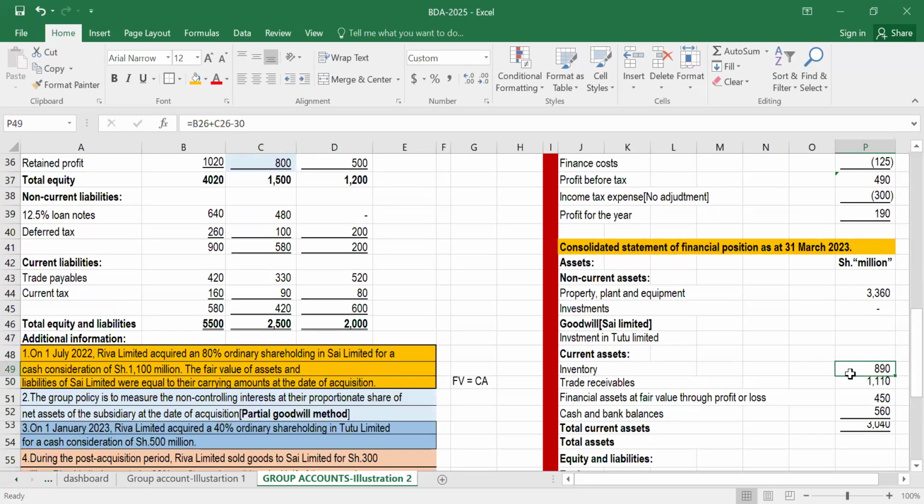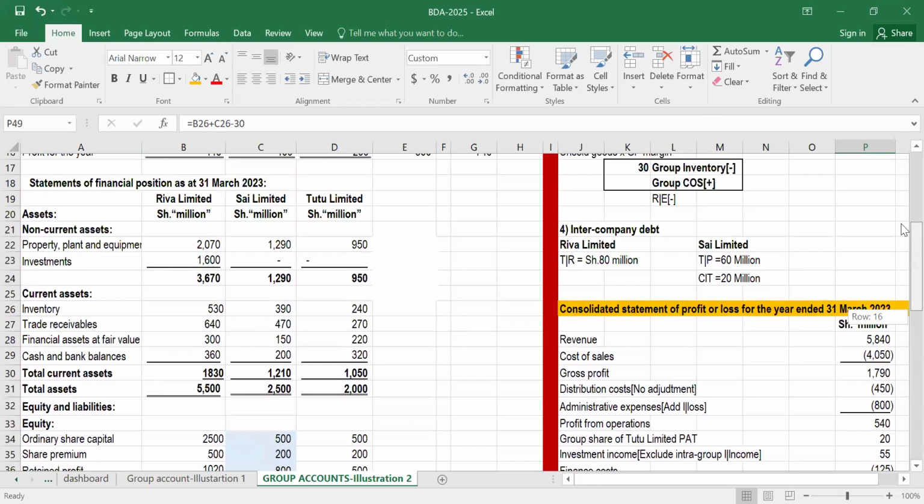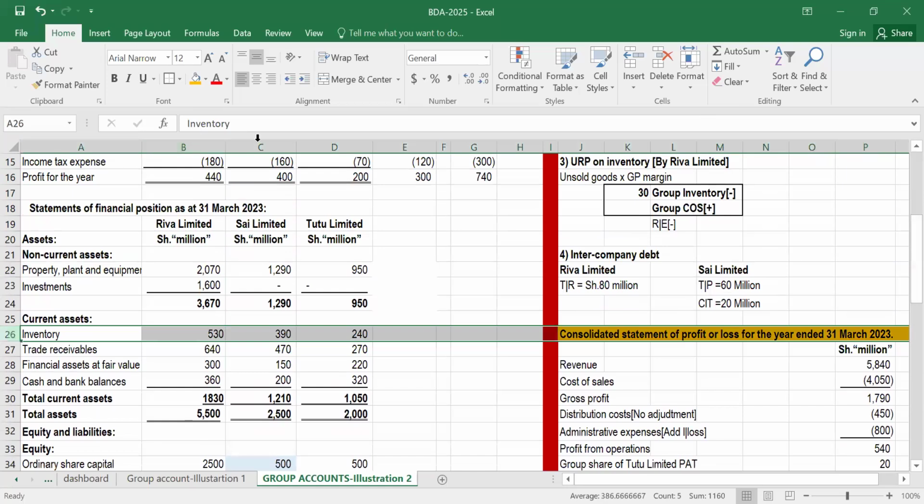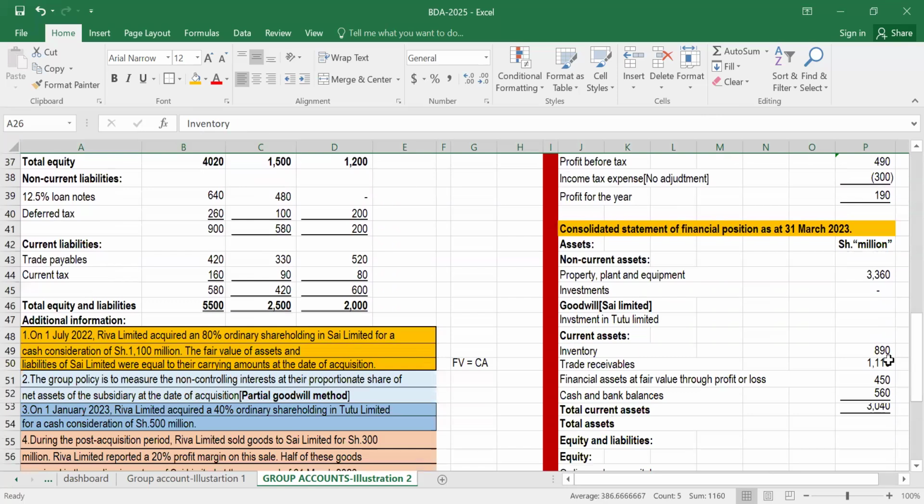You can see how we have arrived at that figure. Our formula is appearing up there: B26 plus C26. Remember, in terms of how the cells are numbered, we always start with the column, then the row. So this is column B, and then you go to row 26. So B26 and C26. We have taken the inventory of the parent plus that of the subsidiary, and then we have deducted the unrealized profit.